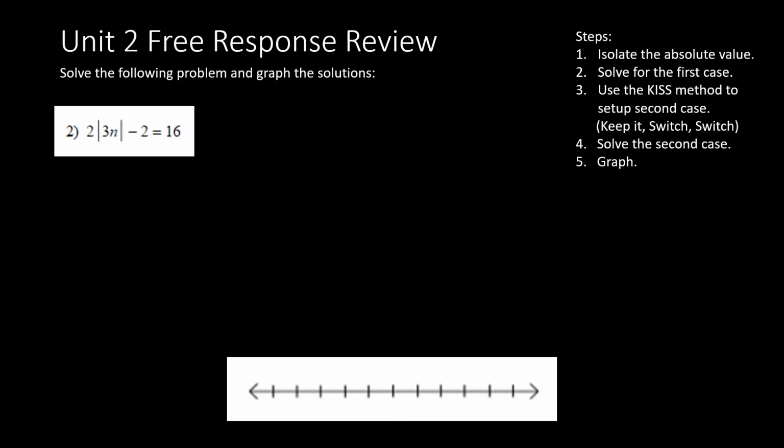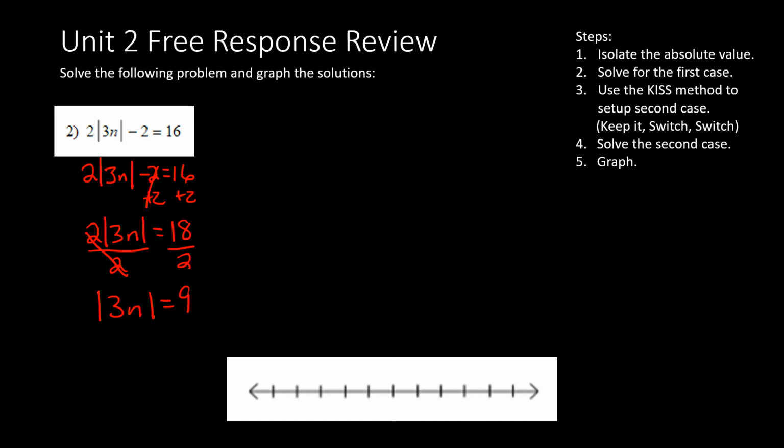For problem number 2 here, we're going to do the exact same thing. We want to isolate the absolute value. So we'll say 2 absolute value of 3n minus 2 equals 16. We'll add 2 to both sides. So we get 2 absolute value of 3n is equal to 18. Divide both sides by 2. So I get the absolute value of 3n is equal to 9. And I'm going to box this because this is my isolated absolute value.